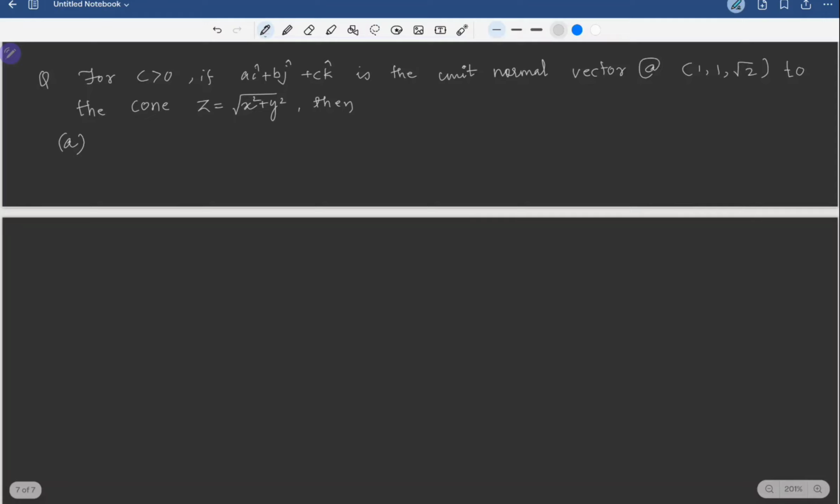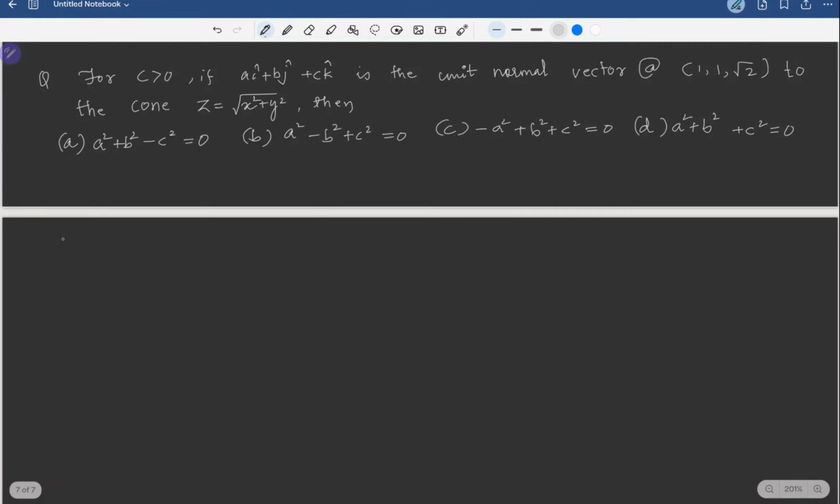The options are: option A, a squared plus b squared minus c squared is equal to 0. Option B, a squared minus b squared plus c squared is equal to 0. Option C, minus a squared plus b squared plus c squared is equal to 0. Option D, a squared plus b squared plus c squared is equal to 0. I'd like to request you to first pause the video, then try it, and then check your answer.